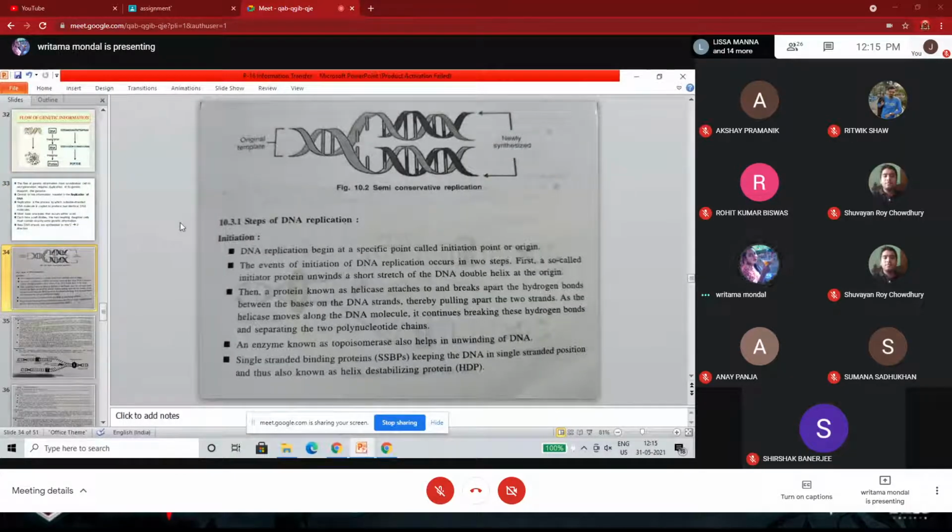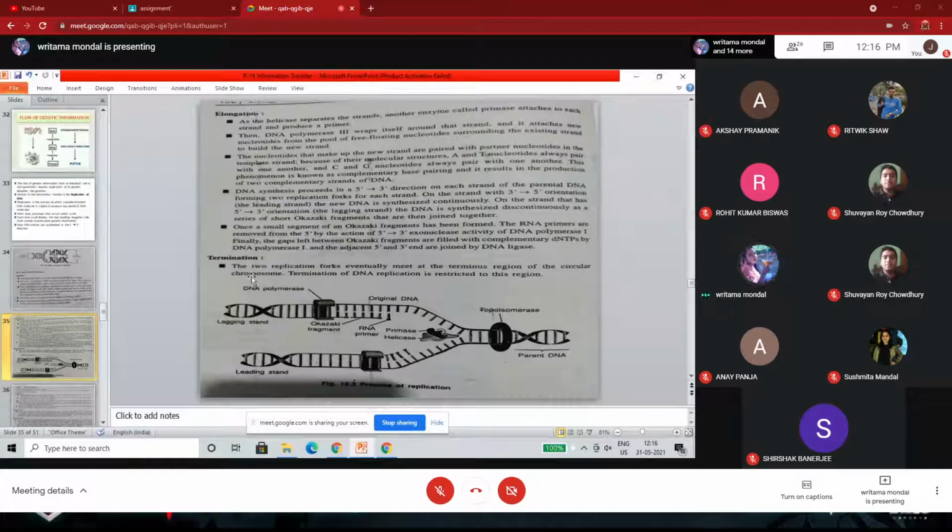So let's see how it is done. You can see this is the main or template DNA strand, from which new daughter strands will be synthesized. By using these strands as templates, new strands are synthesized in a semi-conservative way, semi-conservative replication. Why semi-conservative? We'll see that. It has three steps: initiation, elongation, then termination.